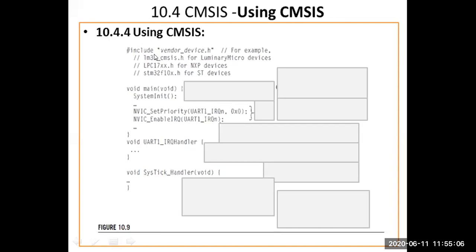Okay, hash include within double quotes vendor underscore device.h. This is not any specific, this is taken as an example. Next, you can see the forward slash lines. These two slash lines are for comments. These are not executable comments. These are just for the user, for readable purposes. It's not execution.